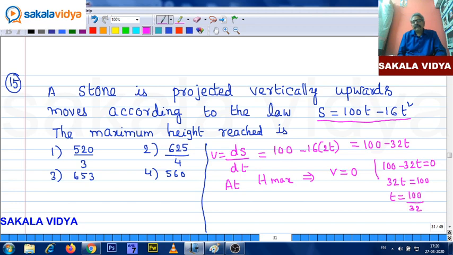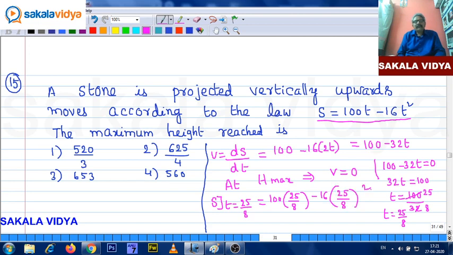That means after travelling 25/8 seconds it comes to rest, then it will come down, it reaches maximum height. That means now we need to find out S at t is equal to 25/8. That means 100 into 25/8 minus 16 into 25/8 whole square. So this we need to calculate.